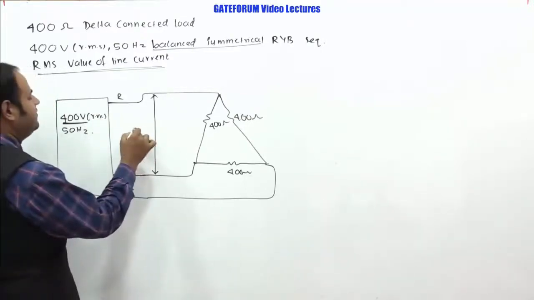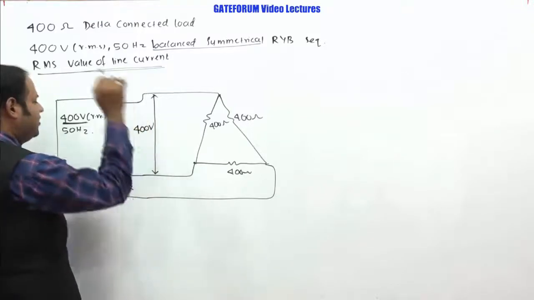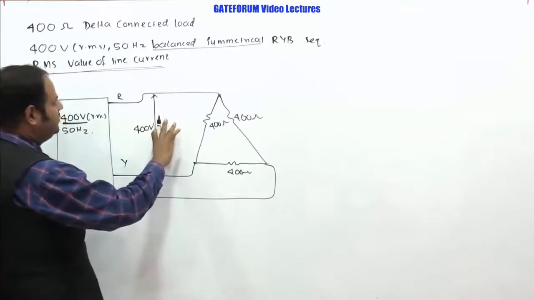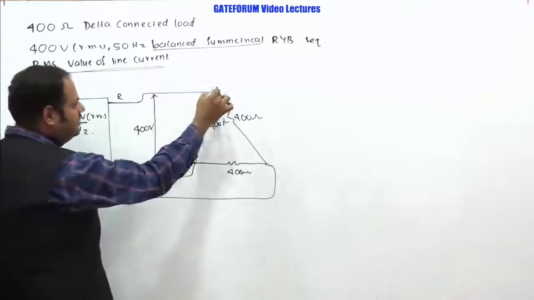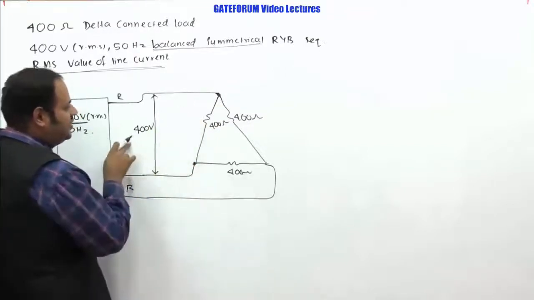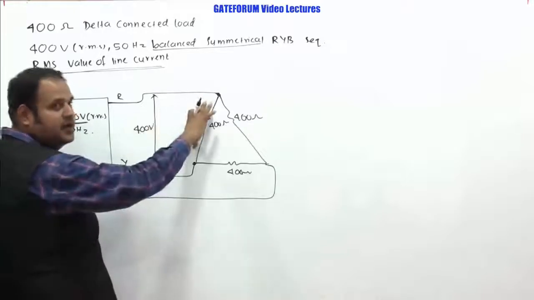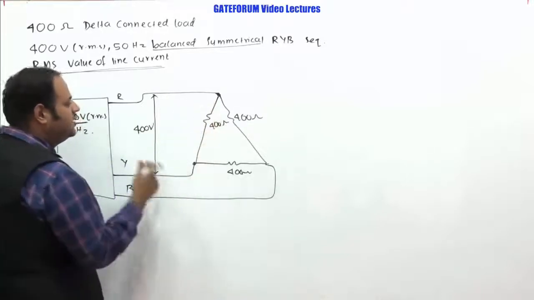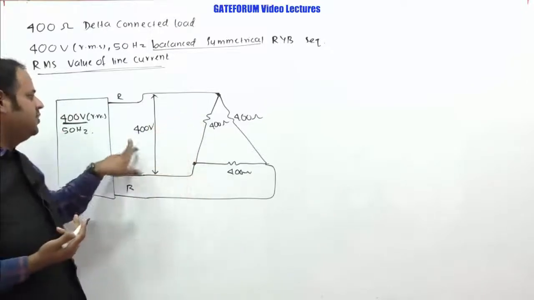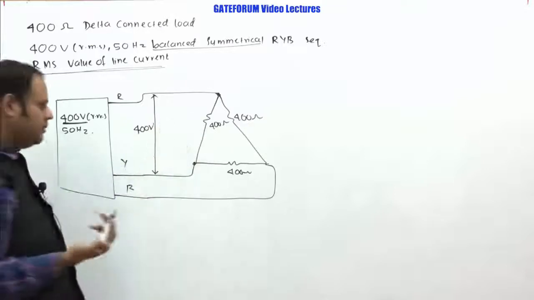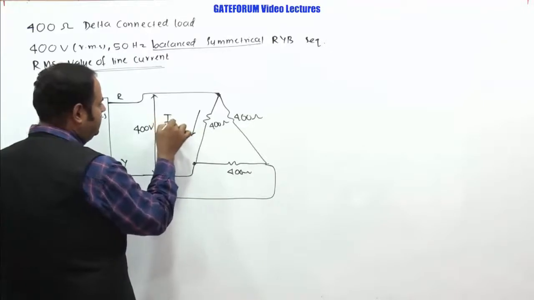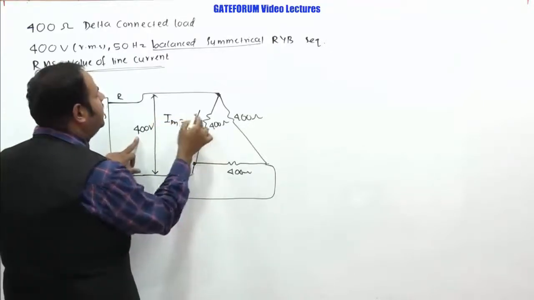So this voltage is given as 400 volts. For the RY segment I have taken, the voltage between this point and this point is 400 volts. So obviously what is the current? 400 volts is applied to this 400 ohm resistance. By Ohm's law, the magnitude of current in this branch, which is the phase current, is voltage by resistance, 400 by 400, which becomes 1 ampere. Let's say this is the current direction. So this is the phase current and it will be 1 ampere.